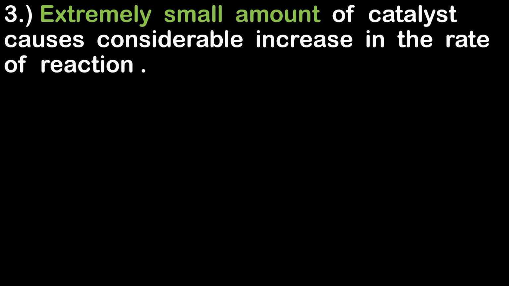Now, moving on with the third general characteristic. The third general characteristic tells us that an extremely small amount of catalyst causes a considerable increase in the rate of reaction. Now, what is the meaning of this? If you want to increase the rate of the reaction, it is enough if you add an extremely small amount of catalyst. There is no need for you to add a very large quantity of catalyst. Even an extremely small amount of catalyst will increase the rate of the reaction. Let's understand this with the help of the example over here.